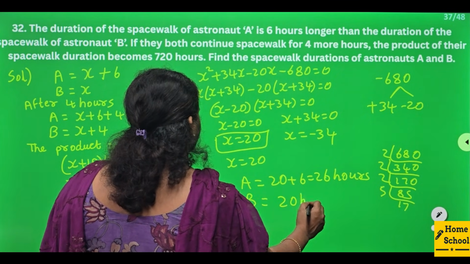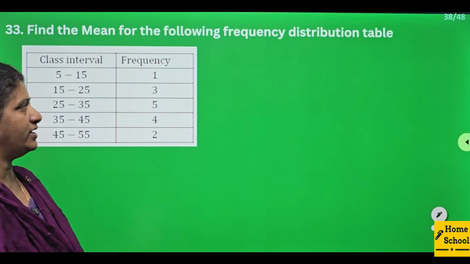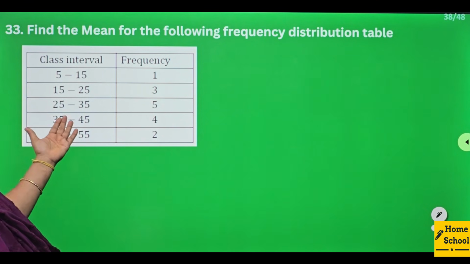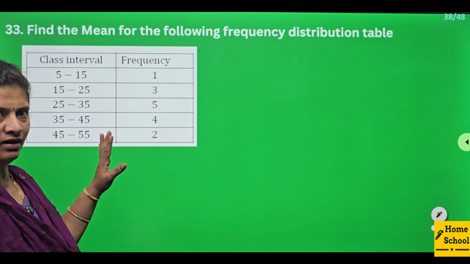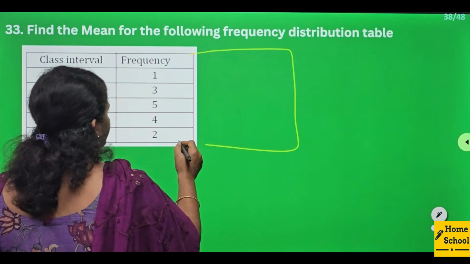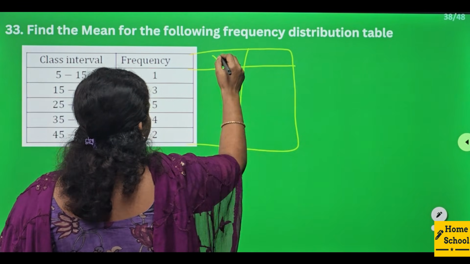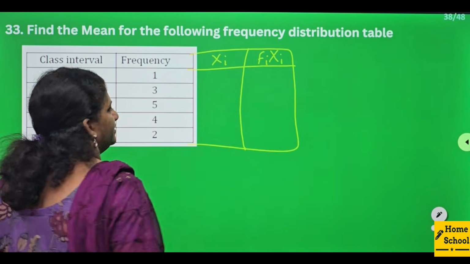Find the mean of the following frequency distribution table. We need to calculate the mean for this. Class interval and frequency are given. For the same table, I am doing the solution. What do I need to do? Extend this to more columns. That is, here class mark xi, fi xi we need.